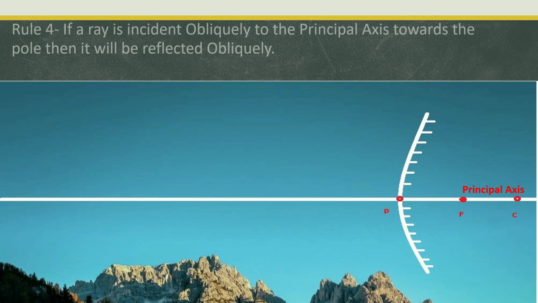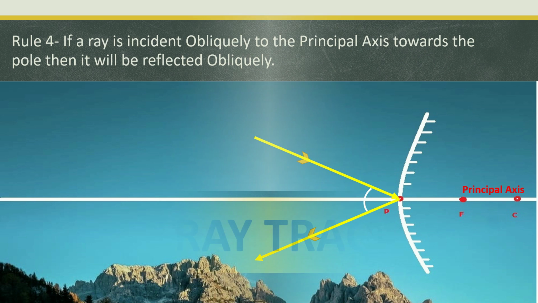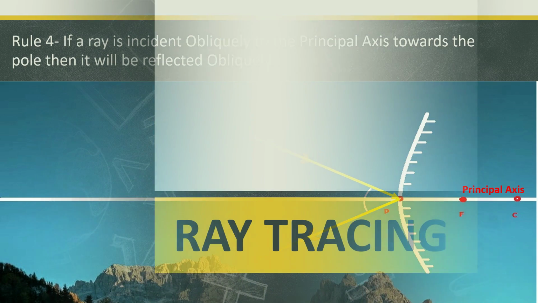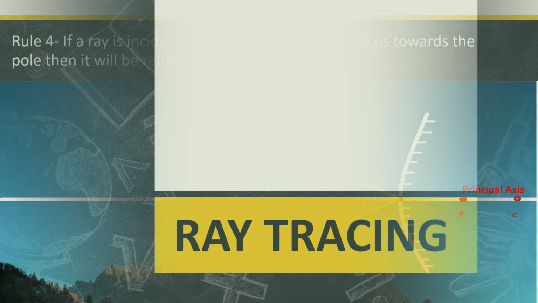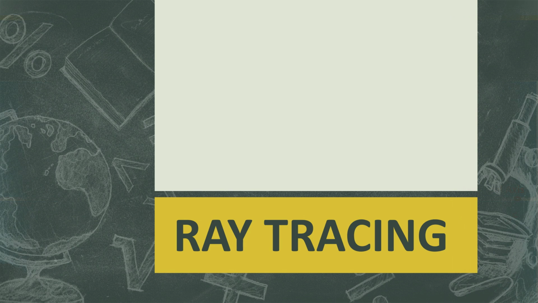Rule number 4. If a ray is incident obliquely to the principal axis towards the pole, it will be reflected obliquely. Here, the principal axis acts as a perpendicular at the pole, making the angle of incidence equal to the angle of reflection. Now, we are aware of all the rules for image formation by a convex mirror. So, let's move forward with ray tracing.